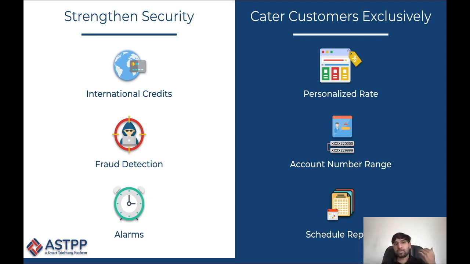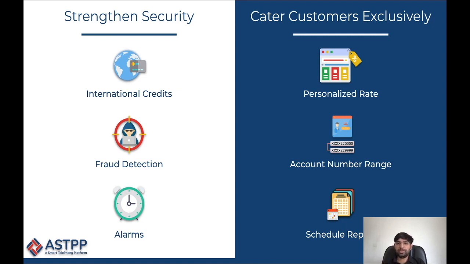So when customers make a call, the system will check if the prefix is available in the personalized rates. If so, it will use it from there. If not, then it will use it from the tariff plan. So you can offer a discounted price, or if you want to overcharge your customer, you can do that using personalized rates. Then we have a utility add-on, that is account number range.